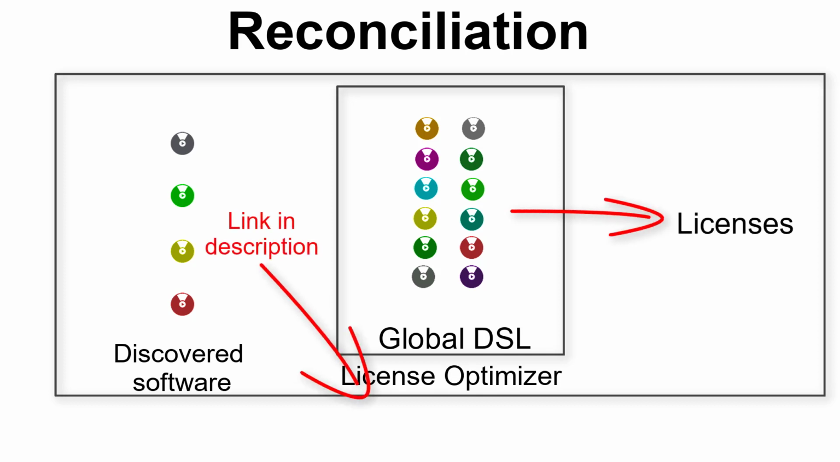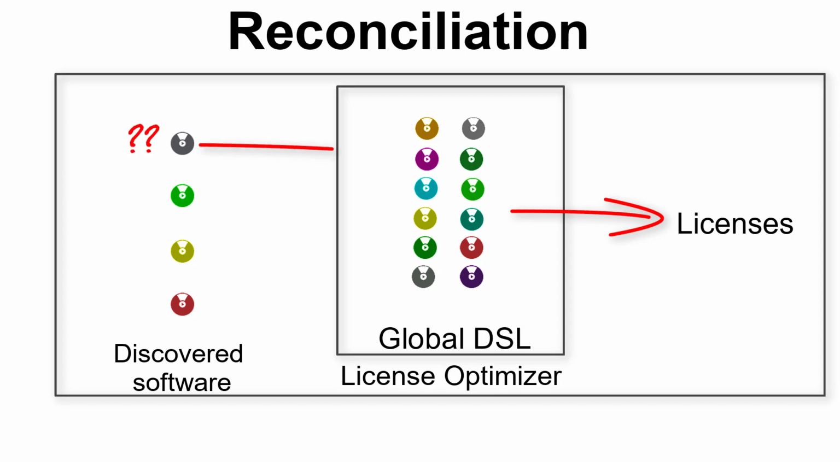I've put a link in the description to a video that gives an overview of the concepts that are behind License Optimizer. Sometimes, however, when you import software data, License Optimizer cannot automatically identify a matching item in the definitive software library. In this case, you have to teach License Optimizer which item the software matches. Let's look at that process now.